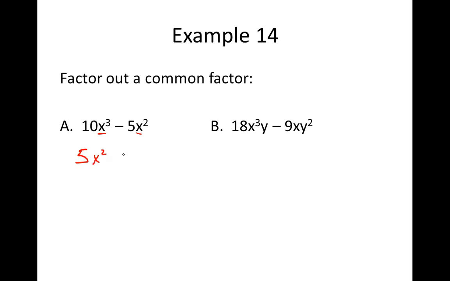Then what do I have left? Let's see. I've got a 2 left there. And I pulled out x squared, so I've got one more x left. Minus 1. And again, mentally go through. 5x squared times 2x is 10x cubed. 5x squared times negative 1 is 5x squared.